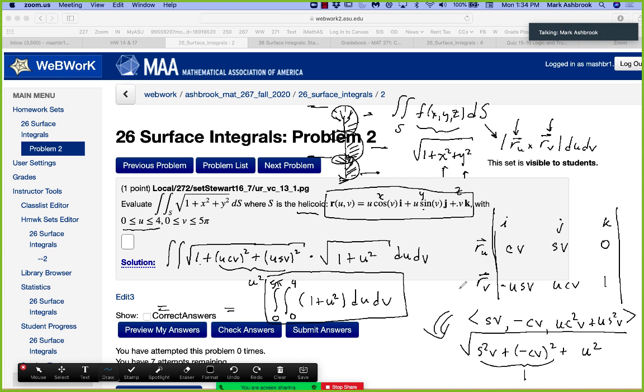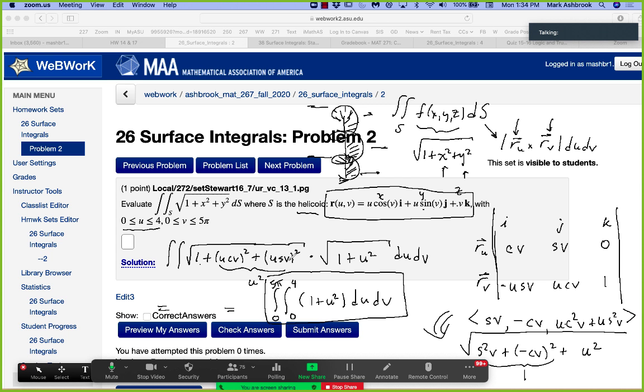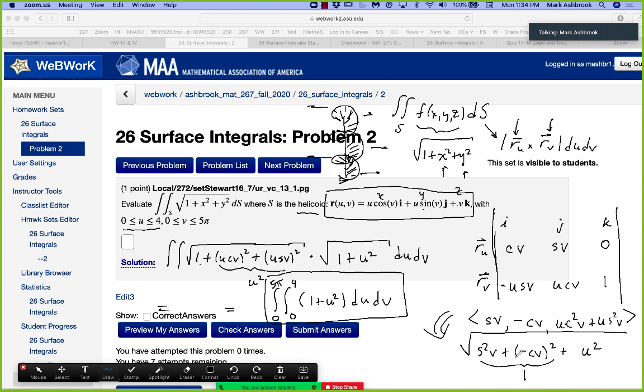Questions on this example? We're going to rewrite our function in terms of u and v. We're going to get the partial derivatives, do the cross product, and take the magnitude of that. Then we're going to multiply that times the function and set the limits.